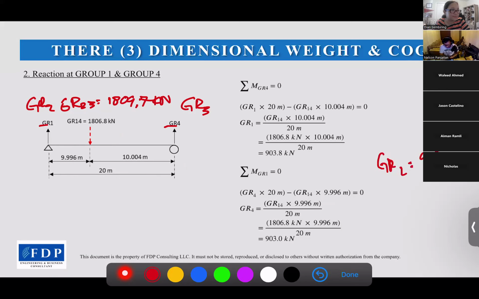So we got group 2 905.2 kilonewton, and for group 3 we use the total moment at group 2 equals 0. So we get group 3 is 904.5 kilonewtons. That's for the reaction of the hydraulic groups of the SPMT. And then we check the equilibrium. The total force equals 0: group 1 plus group 2 plus group 3 plus group 4 minus P total equals 0. Then we are good. We are in equilibrium.